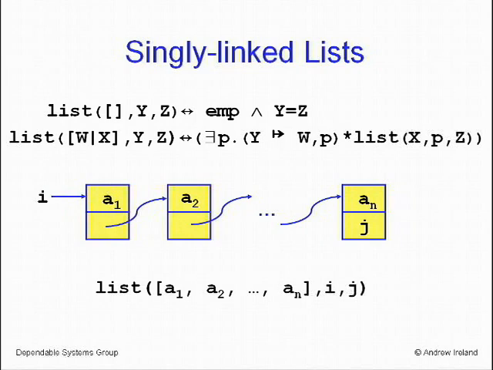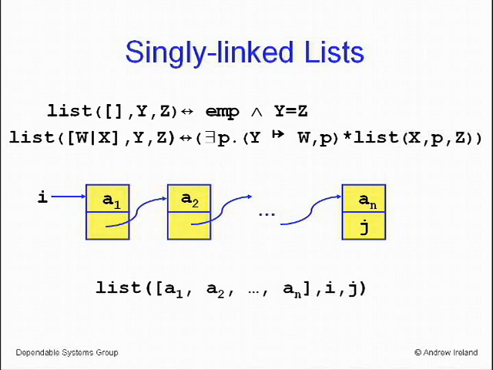The top case is the base case. When we're dealing with the empty list, the list containing no data, then that means that we're looking at the empty heap. And that means that the pointers Y and Z must be equivalent at that point. This is the recursive case, the step case, if you like. We're looking at the constructed element here, again using a Prolog notation. W is the head, X is the tail of the data component.